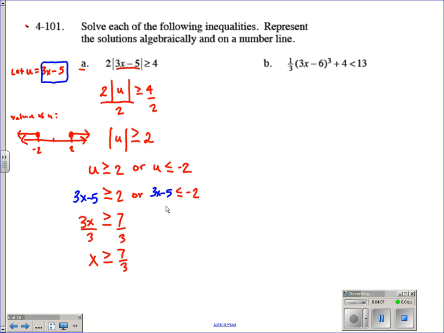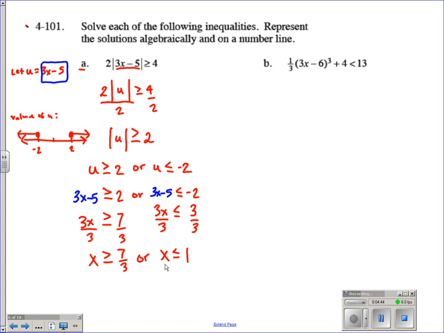Over on this side, let's add 5 to each side. We're going to have a 3 then. And we have 3 times some number is less than or equal to 3. Let's divide each side by 3. And we get x is less than or equal to 1. So any value 1 or less, if we plug it in for x right here, it will make our absolute value work. So it'll be less than or equal to -2, and that's what we need if we want to have something that's going to work.